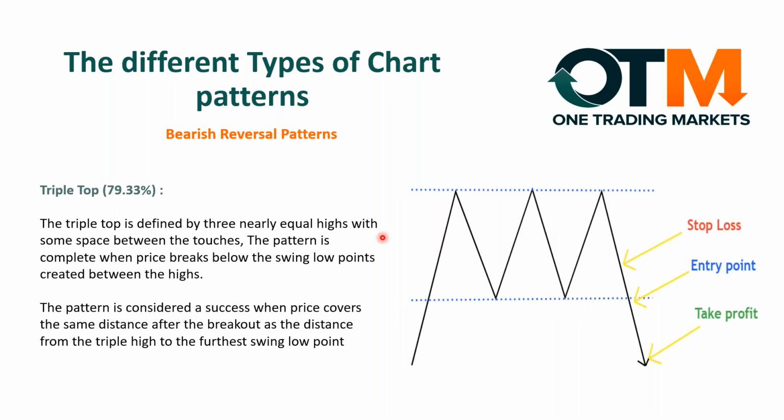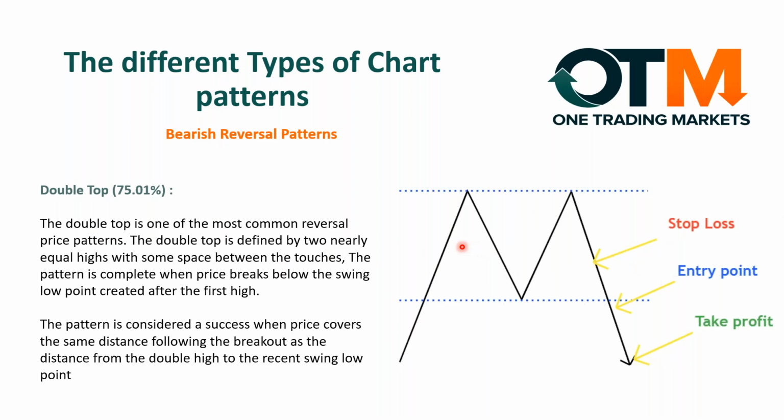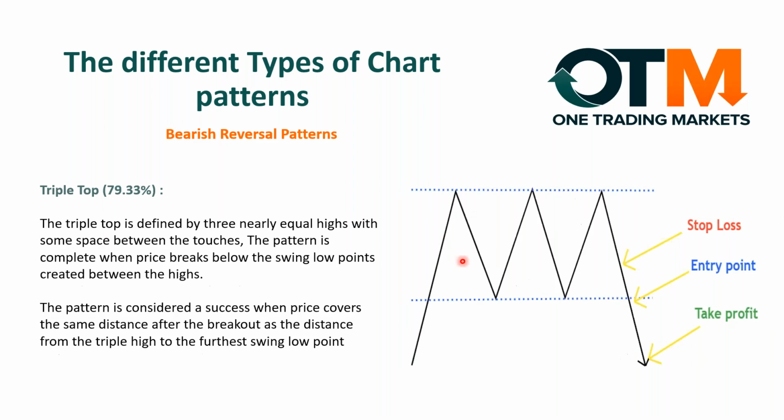Let's go to the next one. This one is called a triple top. Now the probability of a triple top is even higher. It's at 79.33% to actually happen. Now, of course, the triple top and the double top are very similar. The only big difference is we have another top here.